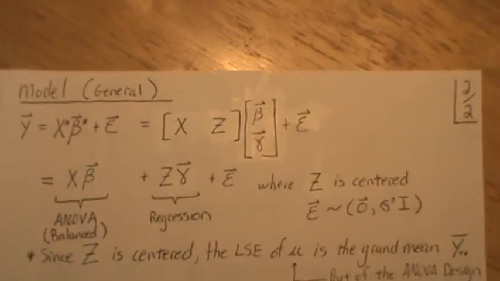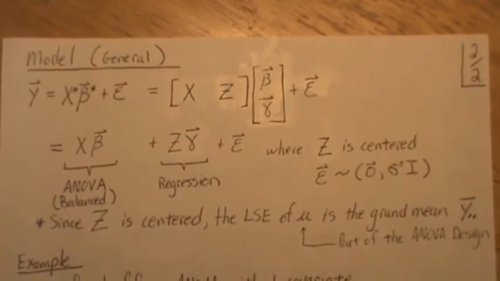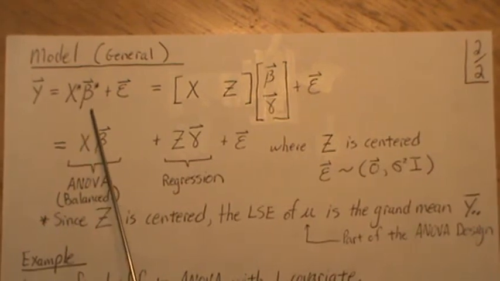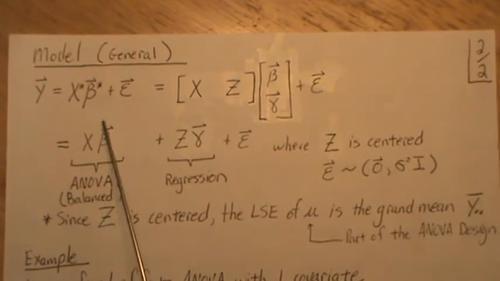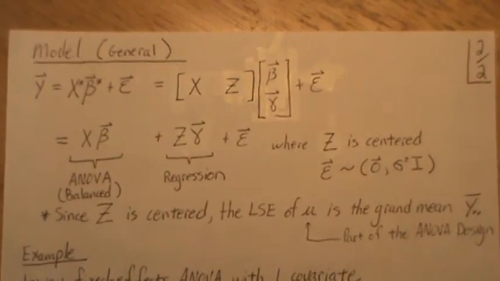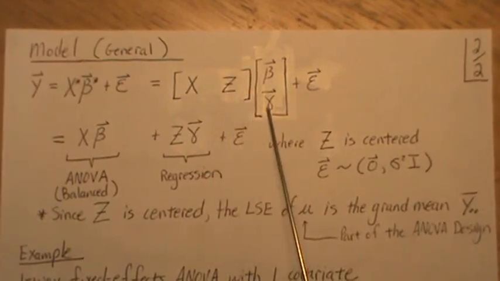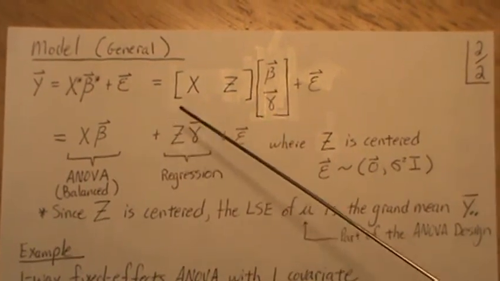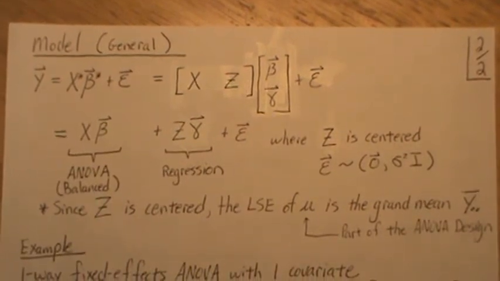Now, in a more general setting, in matrix form, it's still a linear model. So y equals X star beta star plus epsilon. So this is the generic linear model formula. But what we do is we partition this into X and Z, and then these are the unknown parameters associated with those. But when we do this multiplication, this piece here deals with the balanced ANOVA.